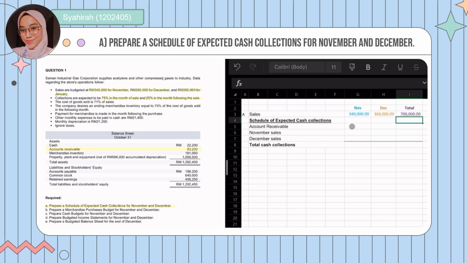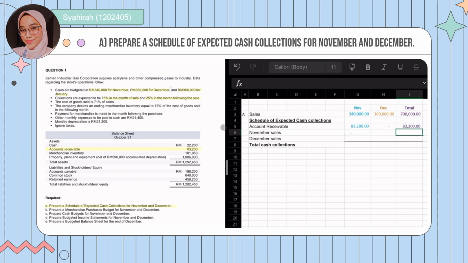Okay, and then we have to jot down the accounts receivable for November, which we get from this balance sheet, which is 82,200. And then for December, it doesn't have accounts receivable yet, so just key in 0, and then the same as before, just total these cells plus these cells, and then you get 82,200.